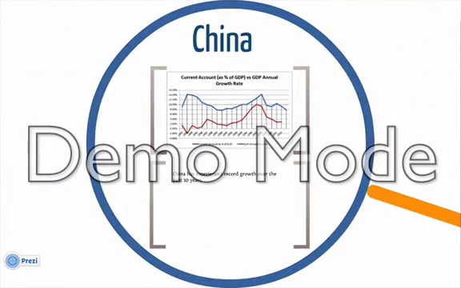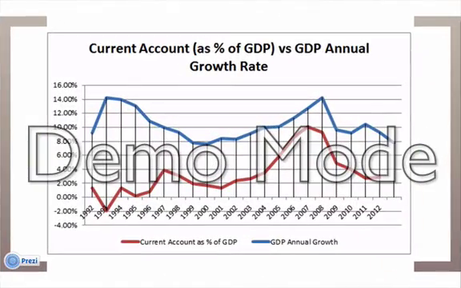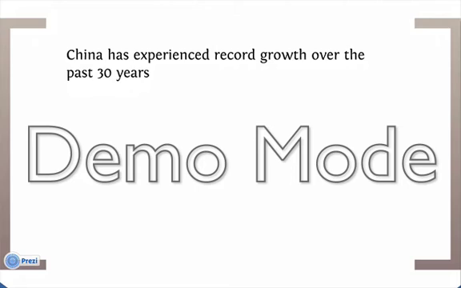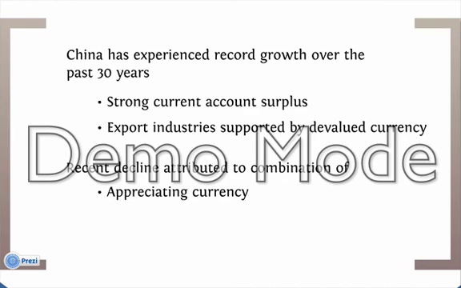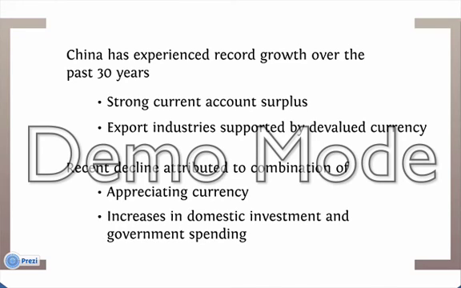So now moving on to China. China has run a current account surplus for many years, and that's partly due to the fact that they've had record growth over the past 30 years. It's interesting to note, first off, that the export industry, as I mentioned before, is supported by their exchange rate policy. There has been a recent decline, and that's attributed partly to an appreciating currency and also due to increases in domestic investment and government spending.